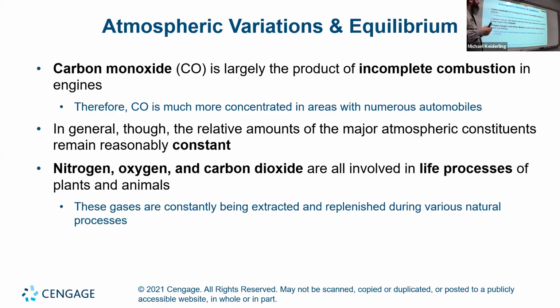Though in general, the relative amounts of the major atmospheric constituents remain reasonably constant. Nitrogen, oxygen, and carbon dioxide are all involved in various life processes of plants and animals, and so they help even those levels out. They're constantly being extracted and replenished during various natural processes. So, for example, the carbon dioxide levels vary throughout the year. The carbon dioxide levels in the northern hemisphere get higher in the winter when plants are less active, and lower in the summer when plants are more active.